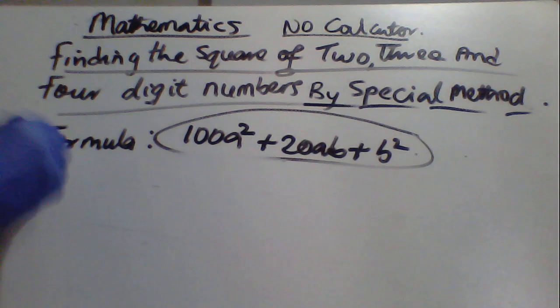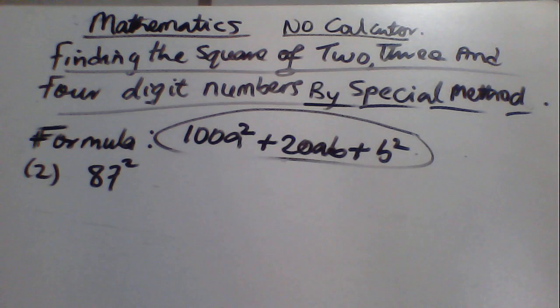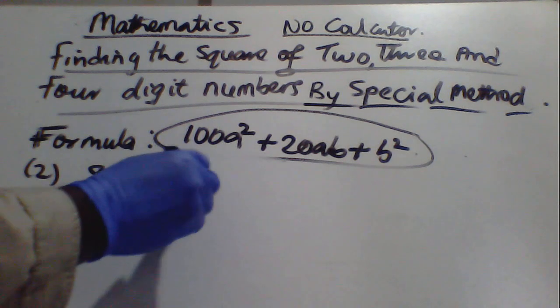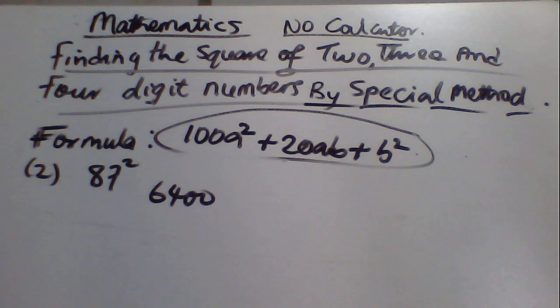So another one is find the square of 87. In this case, square the first number, that gives us 64. Times it by 100, give us 6,400. Times 8 by 7, we get 56. 56 times 20. Just write 0.